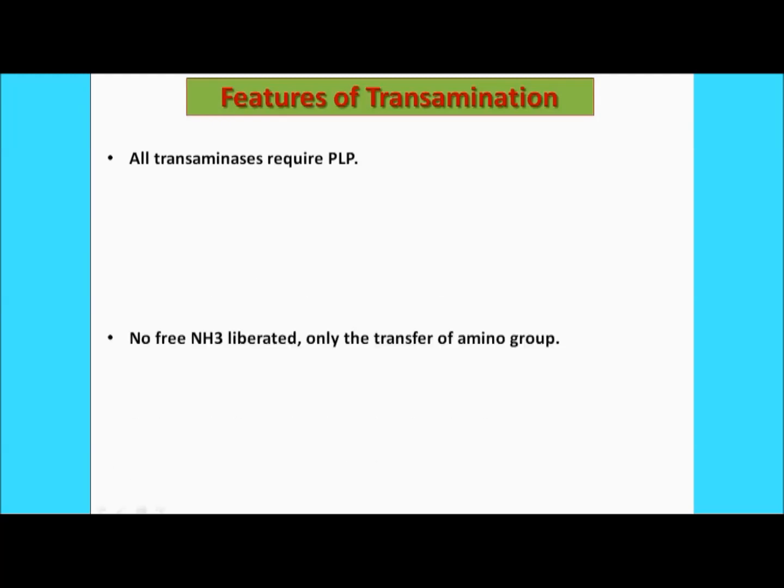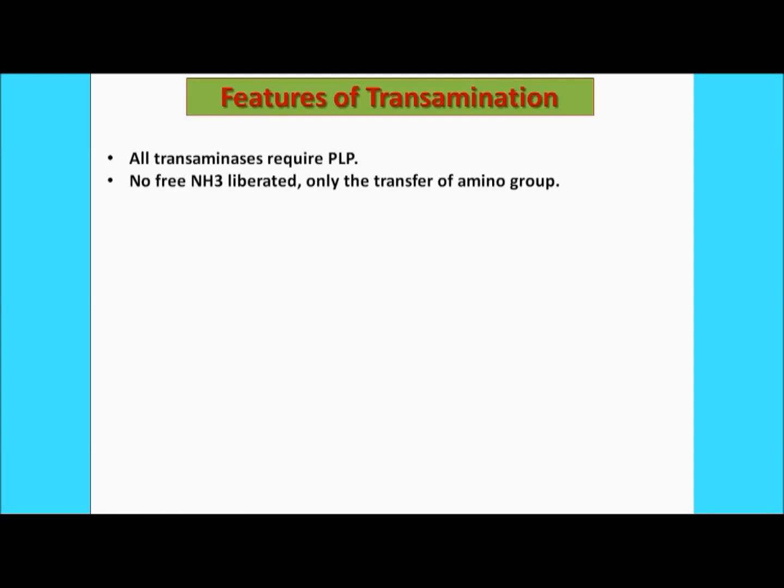Now going to the next slide. What are the features of transamination? As this reaction deals with the transport of the amino group, what are its features? First of all, all the transaminases, the enzymes involved in transamination, require PLP as a cofactor. The next one is that no free ammonia is liberated in this process. Rather, only the transfer of the amino group takes place.